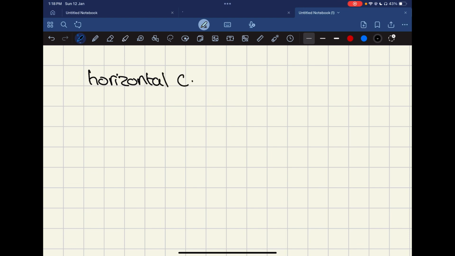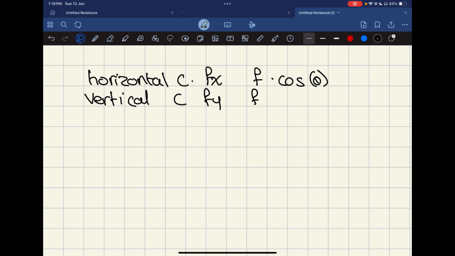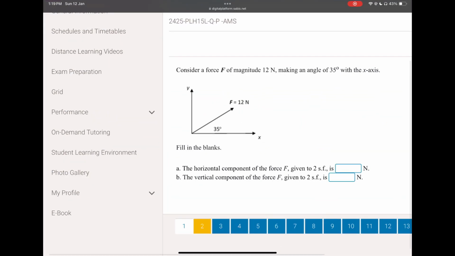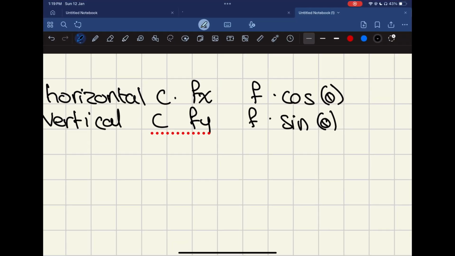Horizontal component, we'll just write C. It's Fx, okay? That's the symbol of it. But the formula is F times cos of the angle, okay? And the vertical component, this is the symbol, but the formula is F times sine of the angle. Okay? So here they're asking for the horizontal component. The force is 12 and the angle is 35.